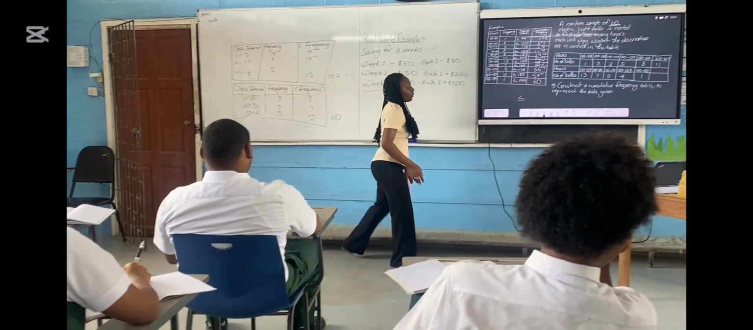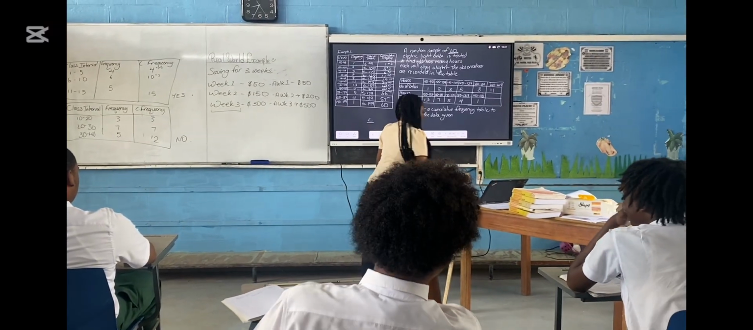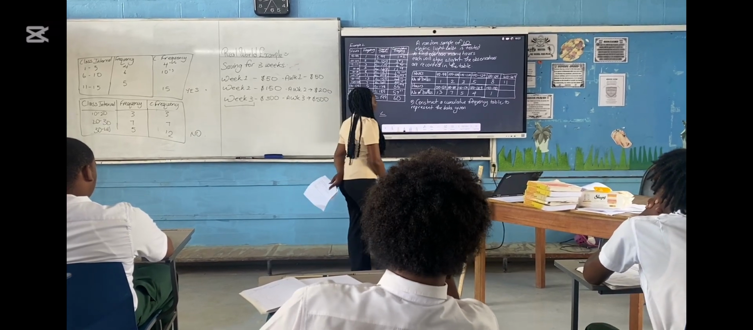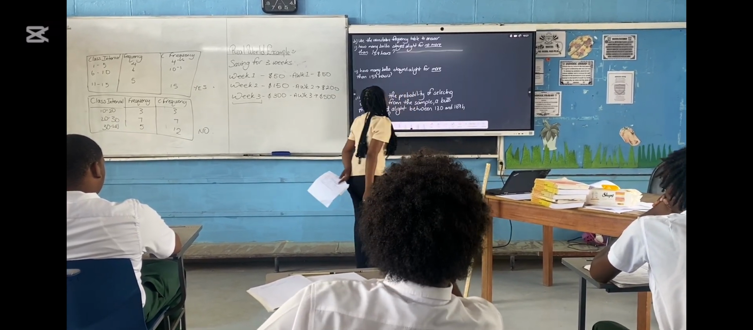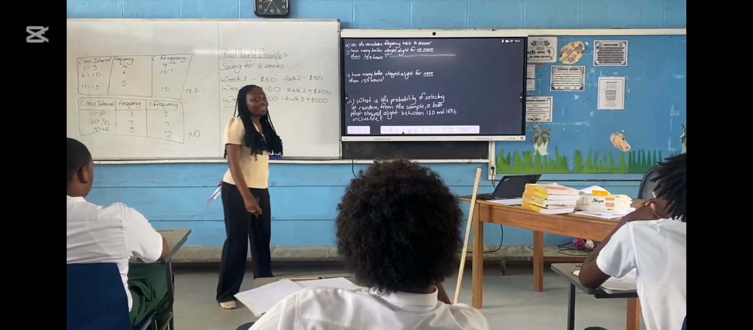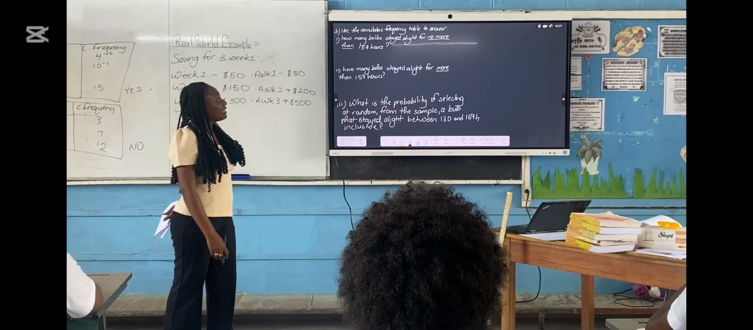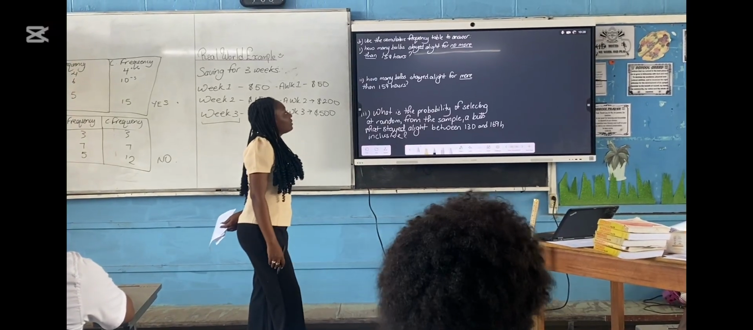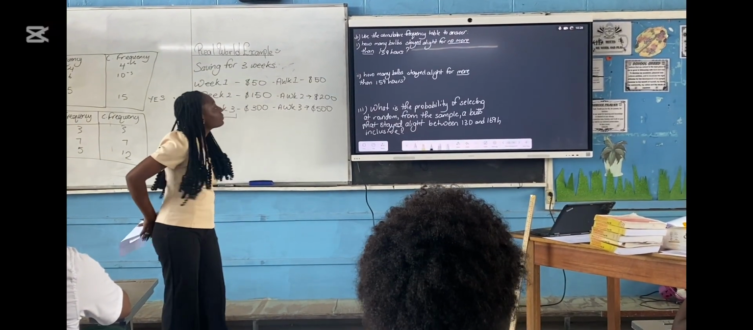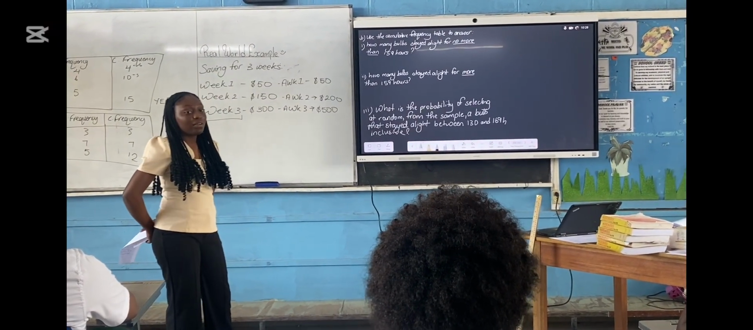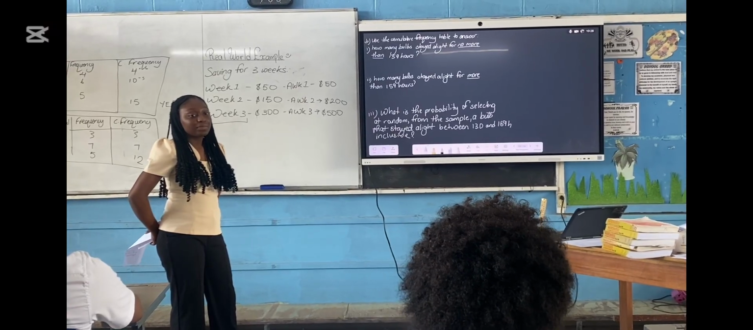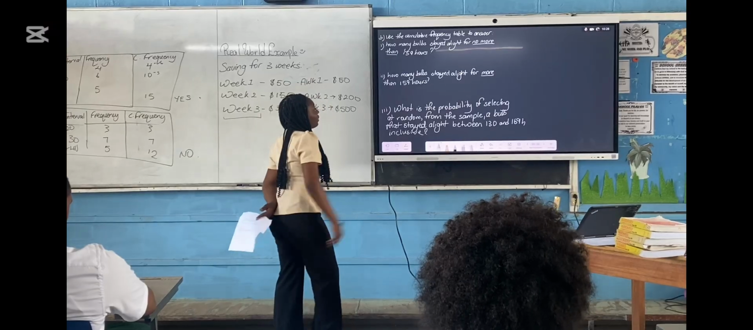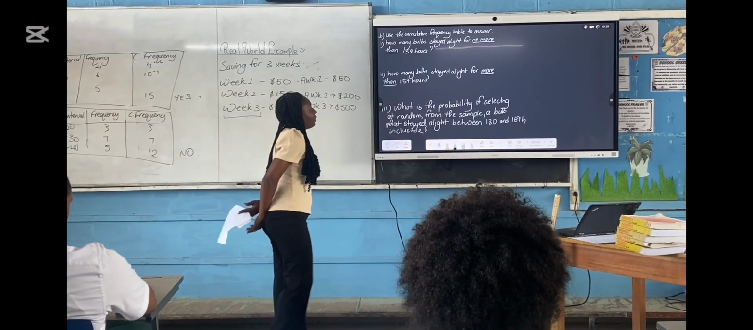We can move on to our next question. So we would have constructed our cumulative frequency table. Moving on. Use the cumulative frequency table to answer how many bulbs stay alive no more than 159 hours. The next one, how many bulbs stay alive for more than 159 hours.